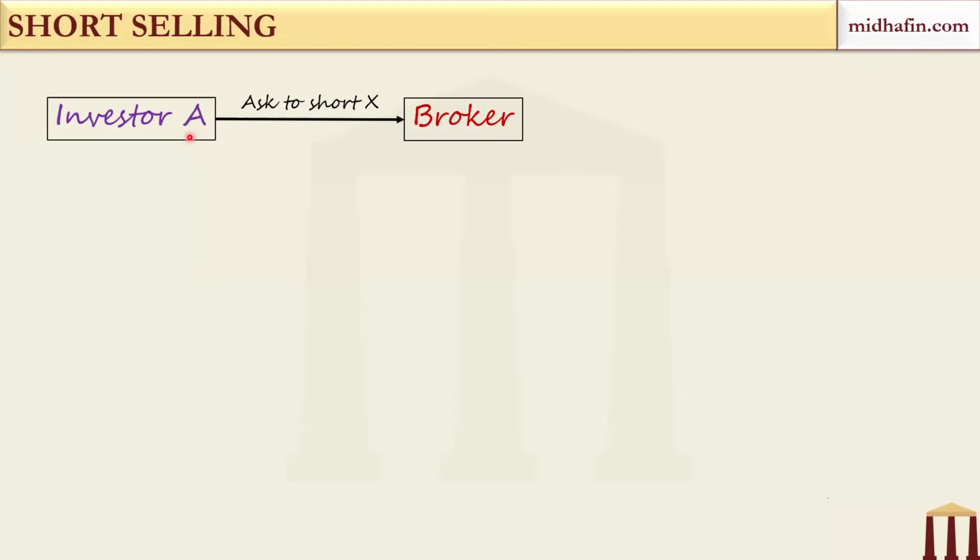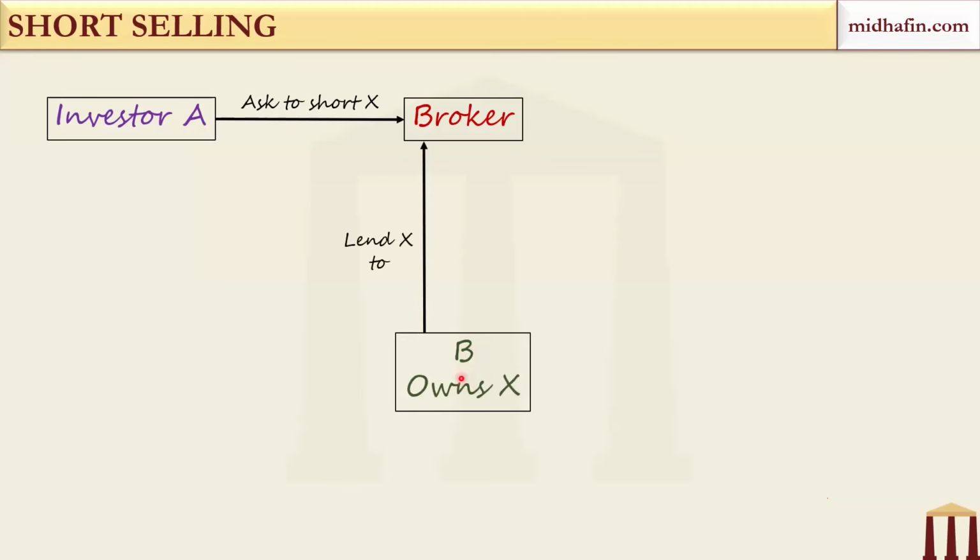So obviously the broker has to find a way first to have that stock, right? Otherwise, without having it, how will you sell it? So instead of buying it, broker actually borrows it. Broker borrows it from a party B, let's say, which owns this stock. So B lends this stock to the broker, and the broker sells this stock X in the market on the investor's behalf.